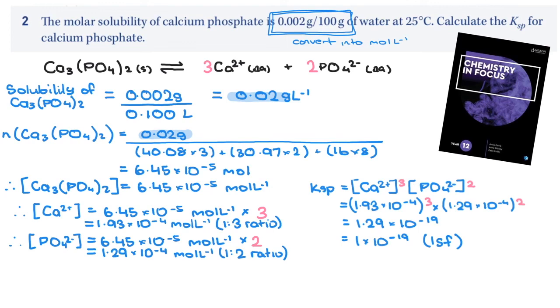Now this tiny number tells us that very little amounts of calcium phosphate actually dissociate in water. So this video is getting a little lengthy, so more examples will be done on another video.